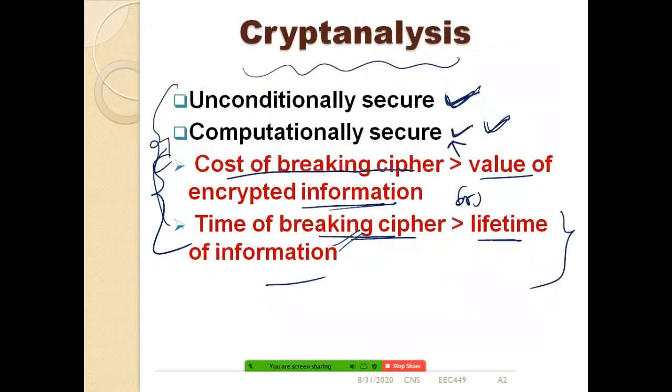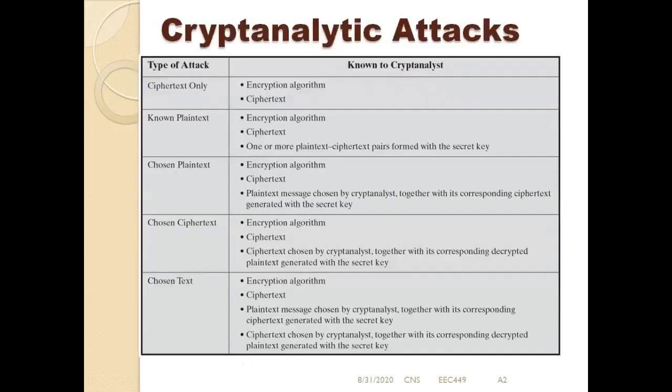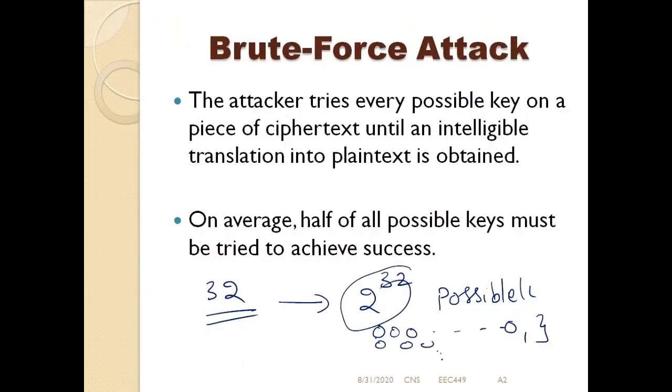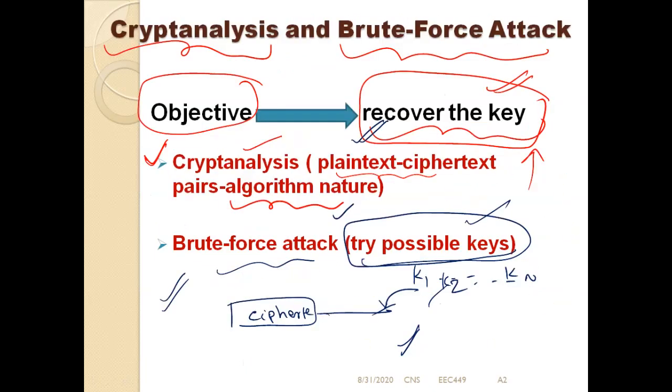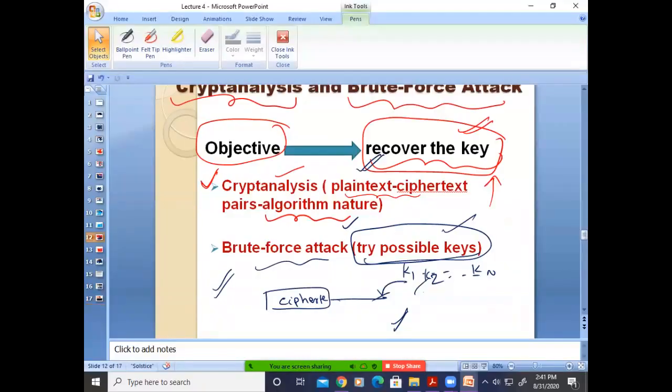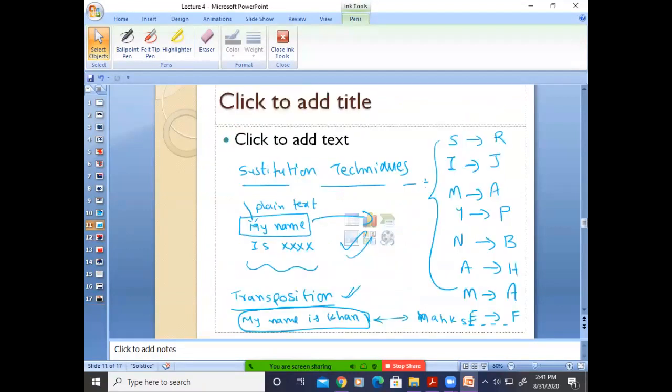So what are the attacks? One is cryptanalysis. So what are the characteristics required? Unconditionally secure and computationally secure. And these are different types of attacks, cryptanalytic attacks. Remember, cryptanalysis means based on the nature of the algorithm and plain text. Plain text, ciphertext pairs. If I know these two things, yes, he may recover the key. Brute force attack means trying all the possible keys. Those are the two types of attacks.